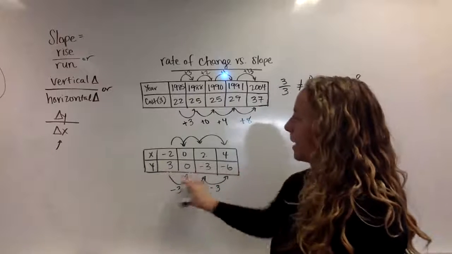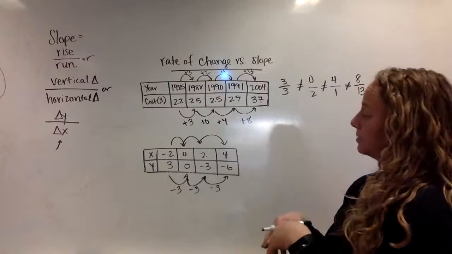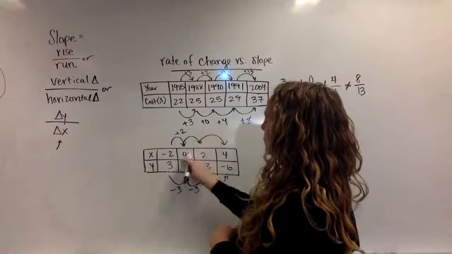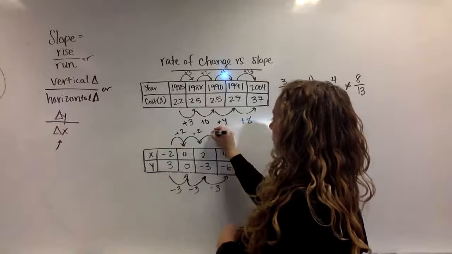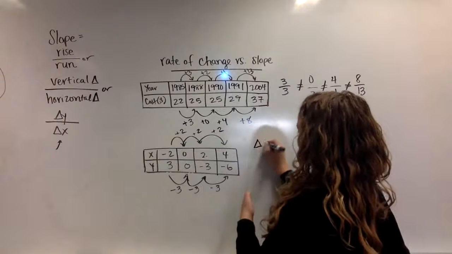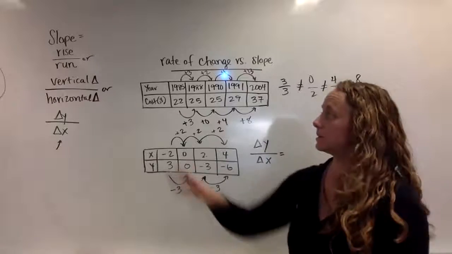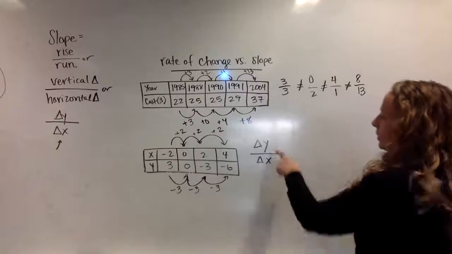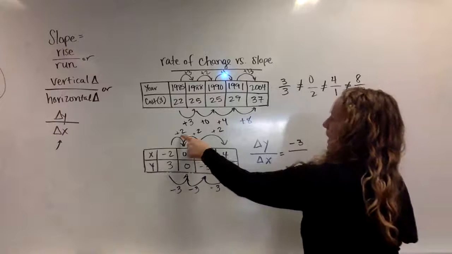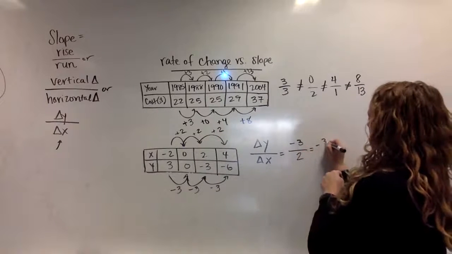Notice I'm focusing on my y's first because slope is looking at our dependent variable compared to our independent variable every single time. Negative 2 to 0, we're increasing by 2, 0 to 2, increasing by 2, 2 to 4, increasing by 2. So if I wanted to look at this now, I could say my change in my y values compared to my change in my x values. So that's a way that we can look at slope, which we talked about in the last video. My change in my y values is a steady decrease of negative 3. My change in my x values is an increase of 2. So my slope is negative 3 over 2.